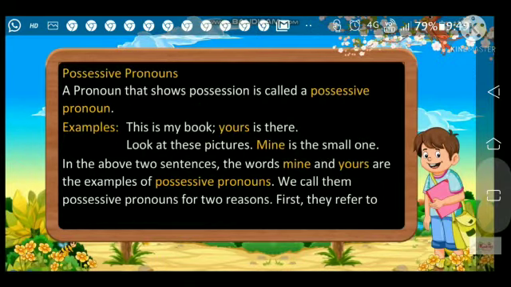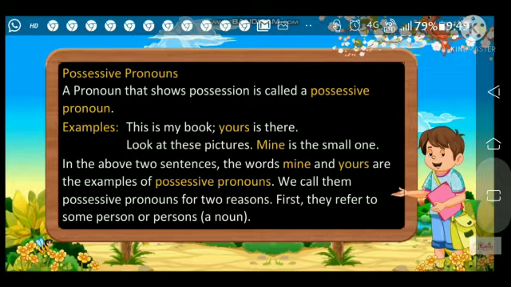Now come to the possessive pronouns. So students, possessive pronouns indicate possession or belongings. Like examples: this is my book, yours is there. Look at these pictures, mine is the small one. So here in these 2 sentences, the words mine and yours are the examples of possessive pronouns. So they are generally used for showing possession.